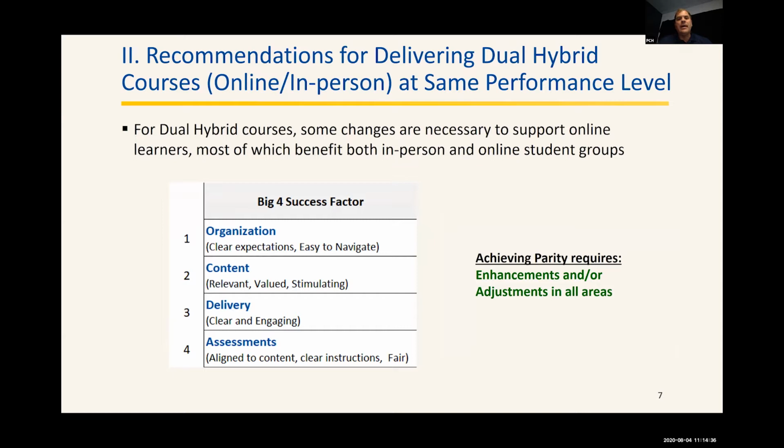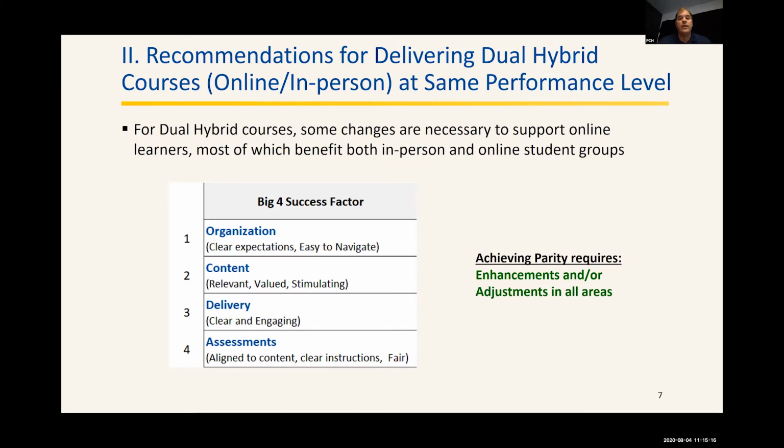So first of all, we think about how do I achieve parity, or things of the same performance level. When I think about teaching, there are really four areas that I think affect our teaching, to summarize anyway. There is your organization, there is the content that you're providing, there is the way in which you are delivering things, and then there are assessments, things that are aligned to content, making sure that your assessments are fair and those types of issues. And in my experience, you have to make adjustments or enhancements in all these areas.